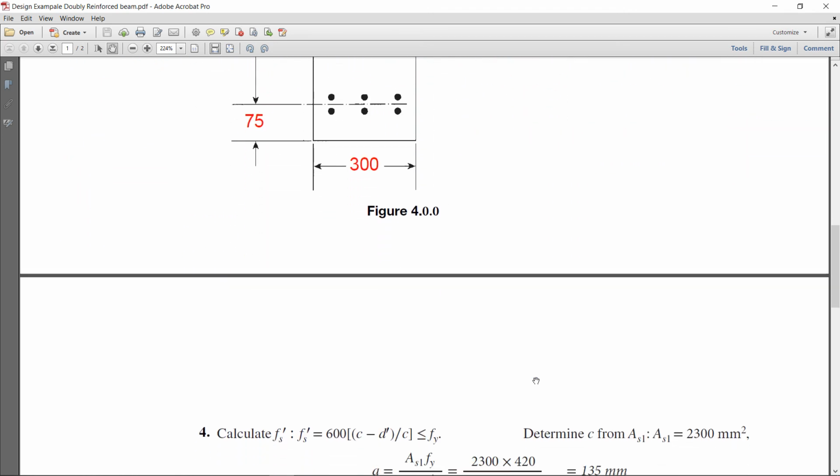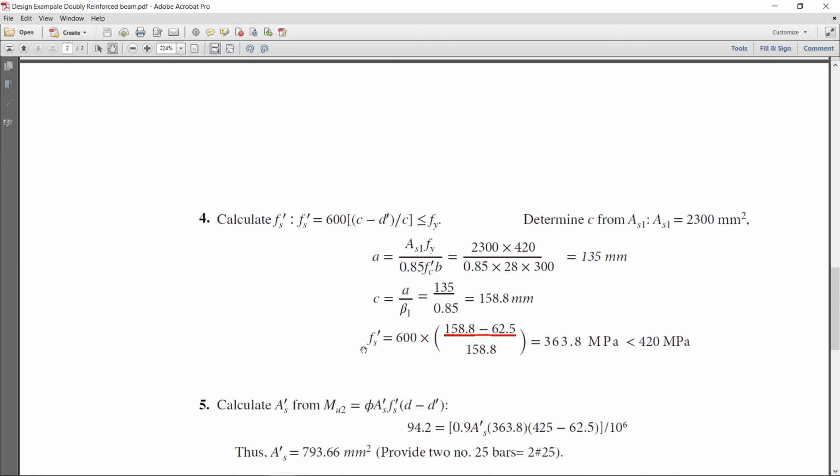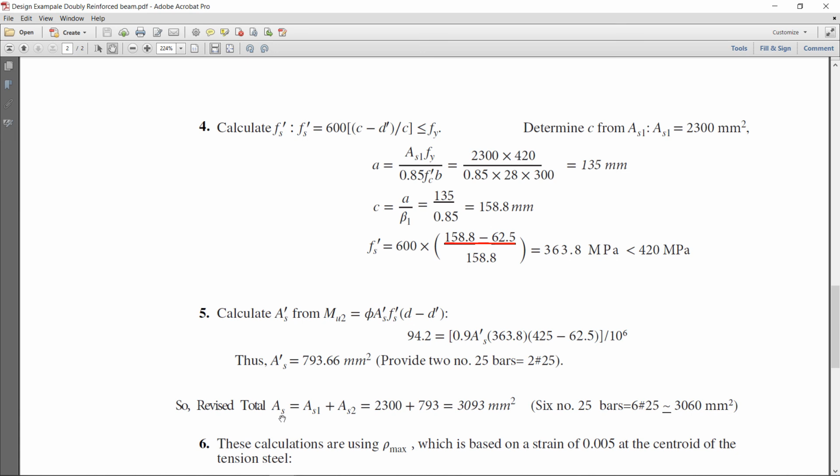So for that we have to calculate the fs dash. For fs dash we need c. Okay, so a, this is the design. We calculate a from As1 fy over 0.85 fc prime b. We got this value, then we calculate c, and then we calculate fs dash. Then we revise the value in the formula of the second moment, and then we calculate again As dash, that is the second area of steel. Now the revised total area of steel is 3093 millimeter square.